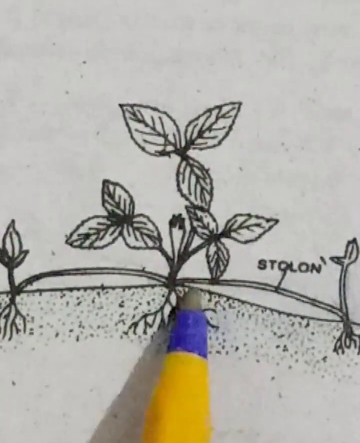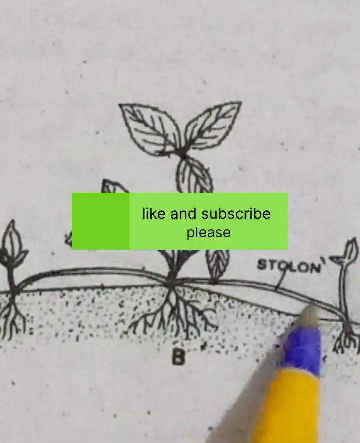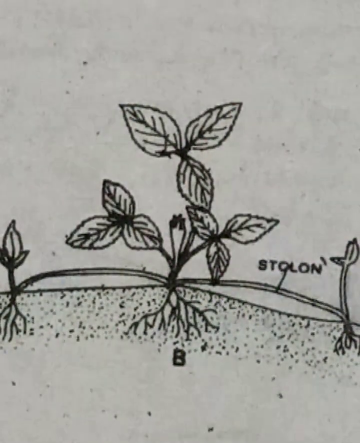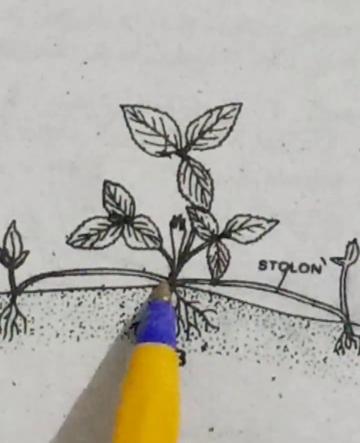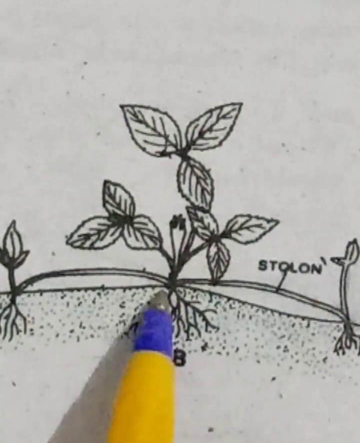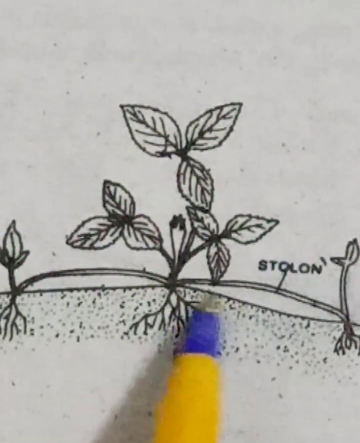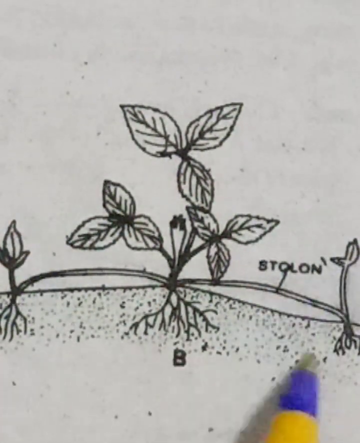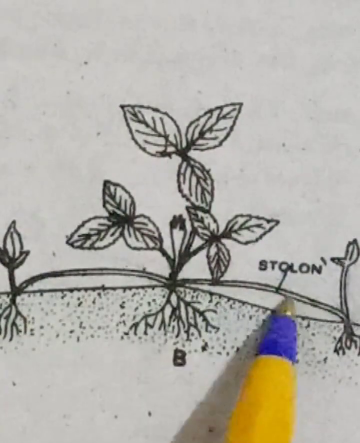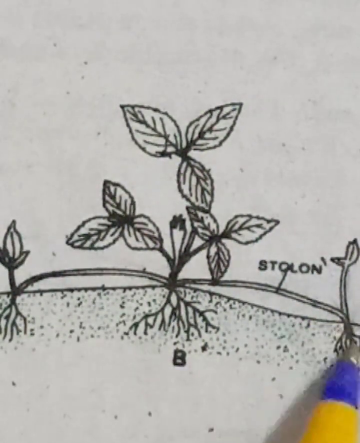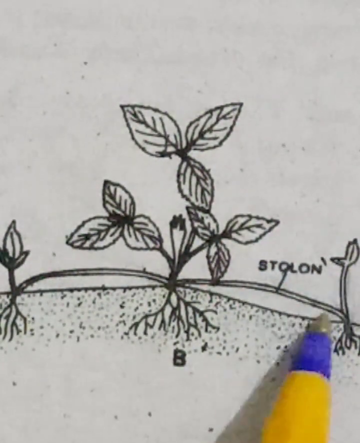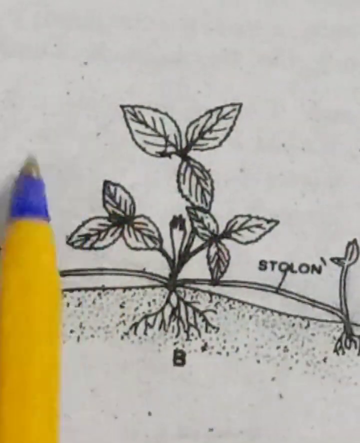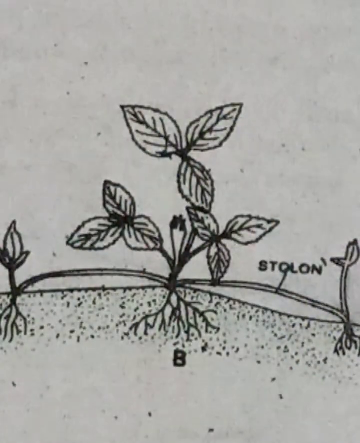Another difference between runner and stolon is that a runner will move a long distance away from the mother plant, while a stolon will not cover that much distance. The new plantlets will be near the mother plant. Now this is the stolon, and where it touches the soil, it will form adventitious roots and a new aerial shoot, which will lead to the formation of new plantlets. This is also a new plantlet, and this is also a new plantlet, and this is the mother plant.